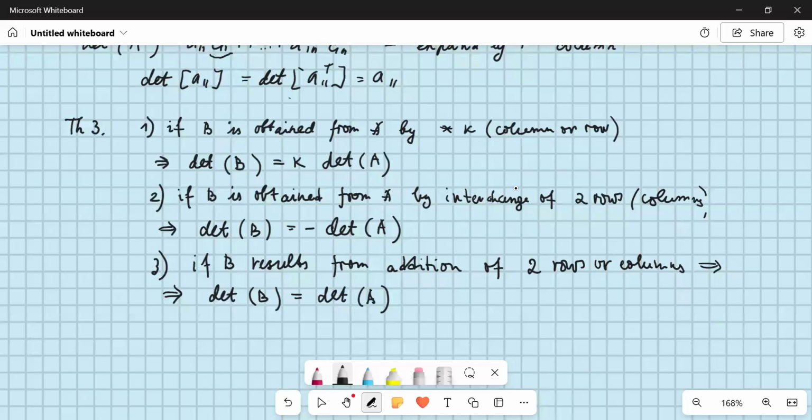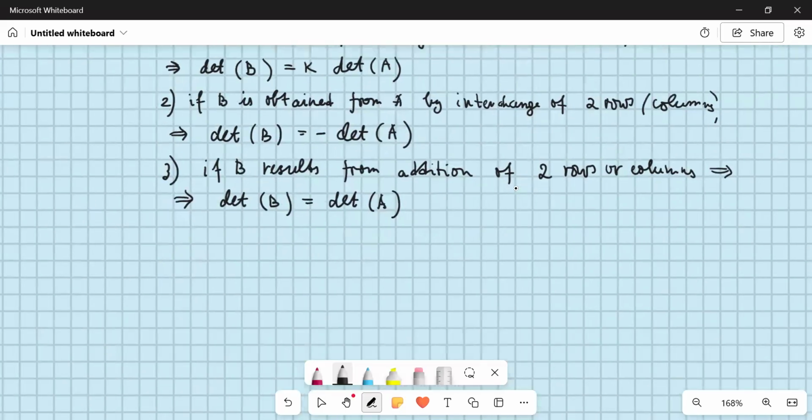Well, the first operation is multiplying determinant by K. The next operation is changing the sign, and this one is doing nothing. I'm going to prove a couple of them, and I'm not going to prove maybe one of them. So, proofs. I'm going to start with number one.